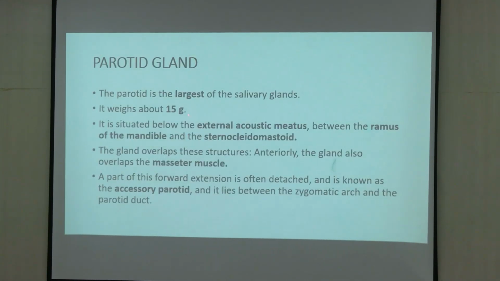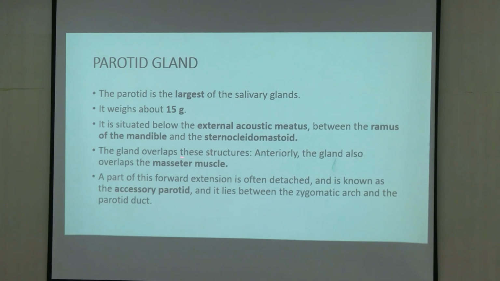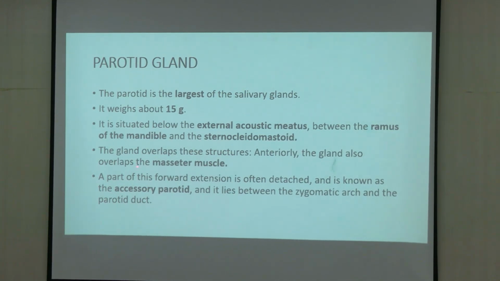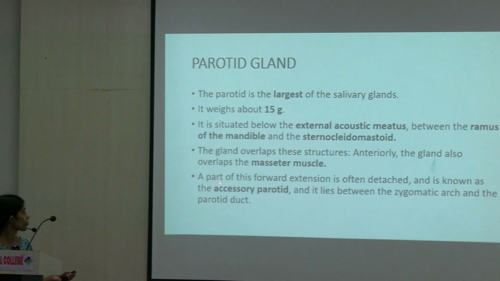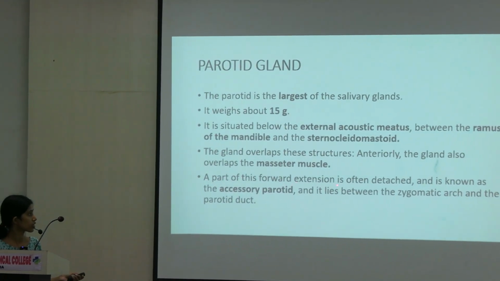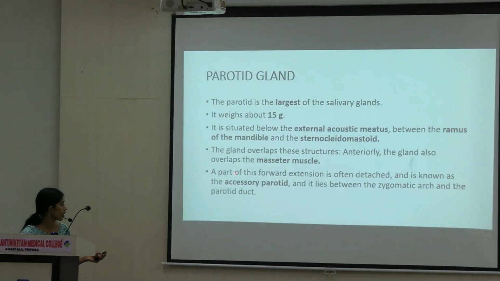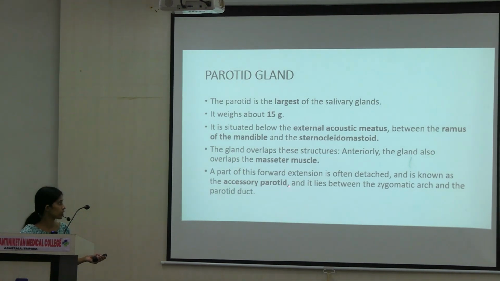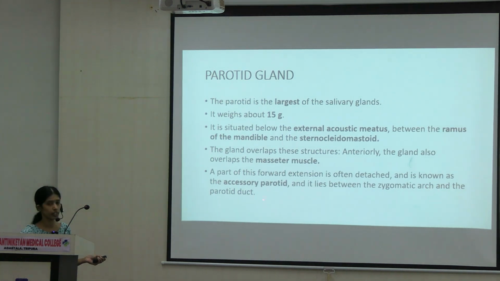Your parotid gland is the largest salivary gland present in the body and it weighs around 15 grams. It is situated below the external auditory meatus between the ramus of the mandible and the sternocleidomastoid muscle. The gland overlaps these structures anteriorly. The gland also overlaps the masseter muscle. A part of this forward extension is often detached and it is known as the accessory parotid gland, and it lies between the zygomatic arch and the parotid duct.